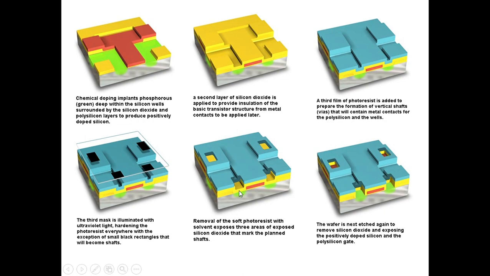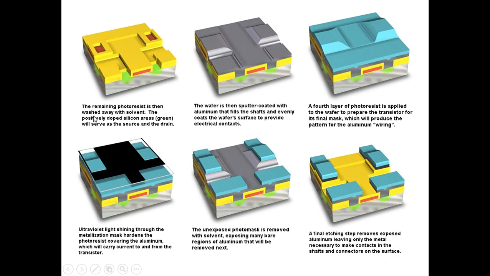Okay, so here you can see this. The wafer is next etched again to remove silicon dioxide, exposing the positively doped silicon and polysilicon gates. The remaining photoresist is then washed away with the solvent. Okay, so here you can see the wafer is then sputter coated with aluminium that fills the shafts and evenly coats the wafer's surface to provide electrical contacts.